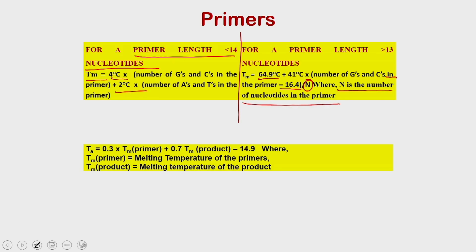This is actually the formula for calculating the annealing temperature, and as you can see, the annealing temperature is connected, directly or indirectly, to the melting temperature of that particular primer.